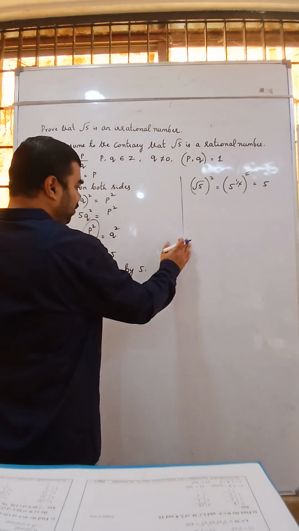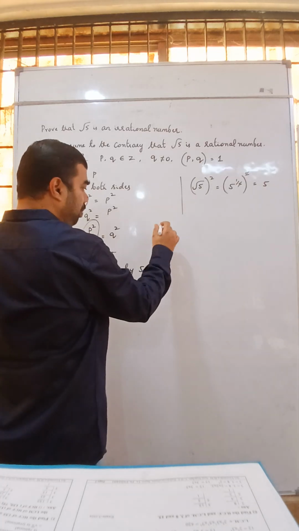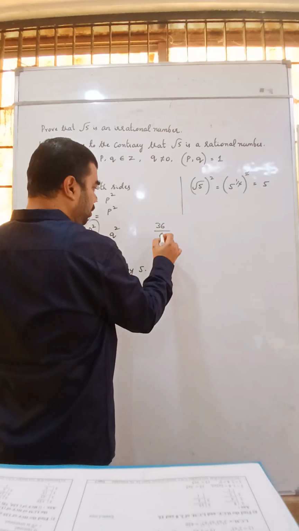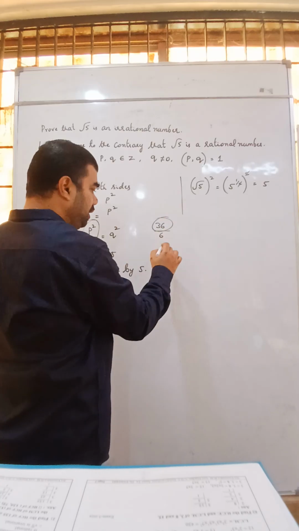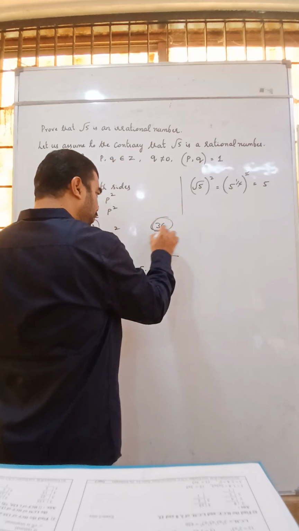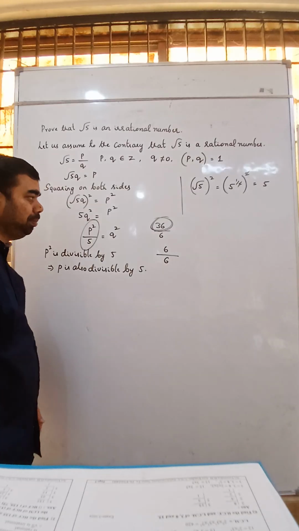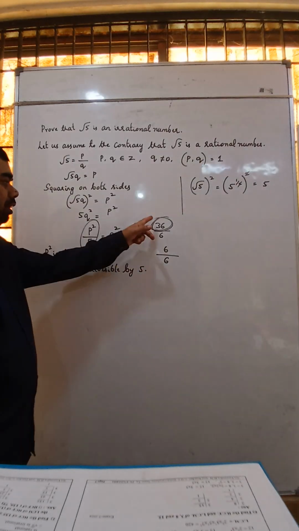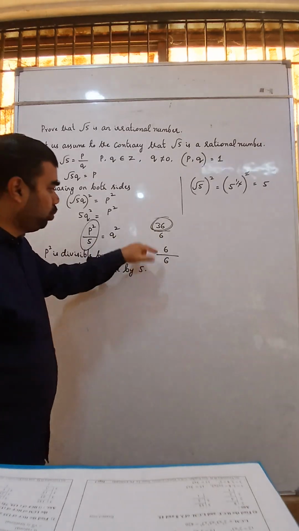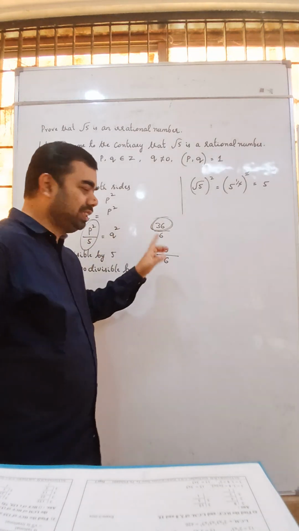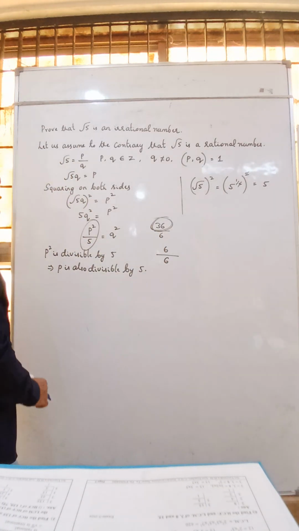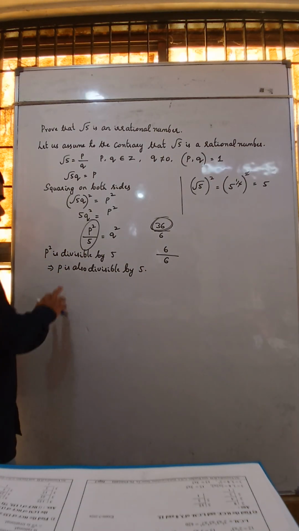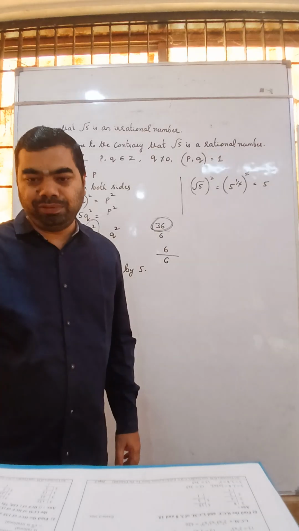So for example, if I take some square number, like say 36, and it is divisible by 6. The square root of 36 is 6. So if a square number is divisible by a number, its root is also divisible by the same number. So if 36 is divisible by 6, its root, that is root 36, is 6. 6 is also divisible by 6. So likewise, we can say if p square is divisible by 5, then p is also divisible by 5.